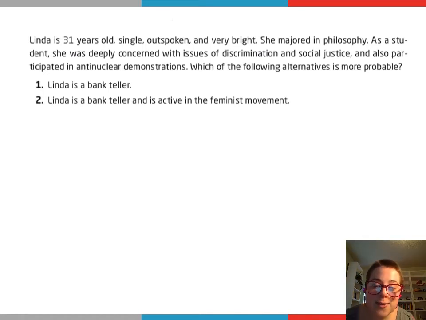All right, so the next problem on your worksheet was the Linda problem. It says, Linda is 31 years old, single, outspoken, and very bright. She majored in philosophy. As a student, she was deeply concerned with issues of discrimination and social justice, and also participated in anti-nuclear demonstrations. Which of the following alternatives is more probable?